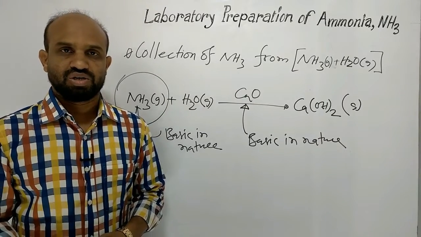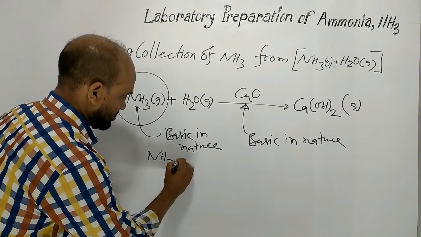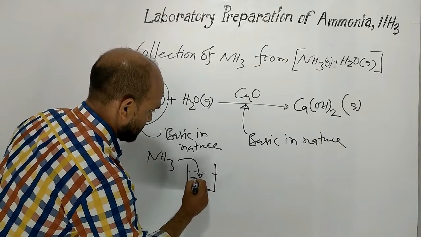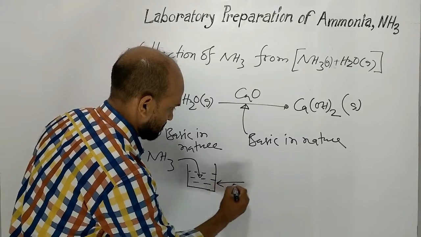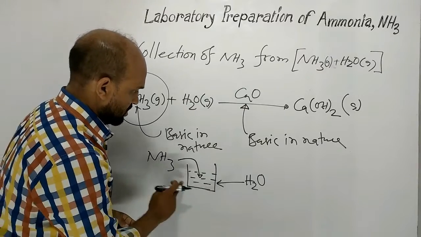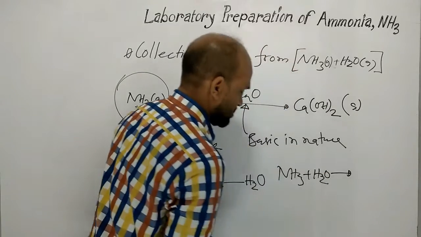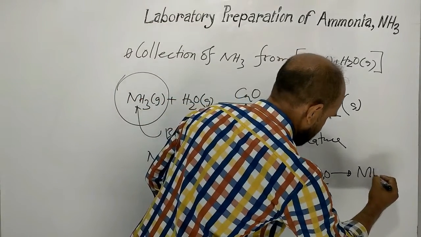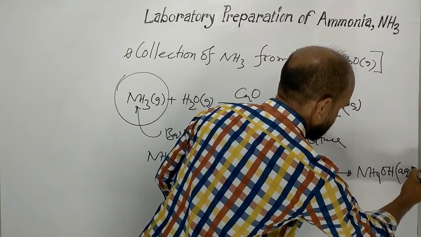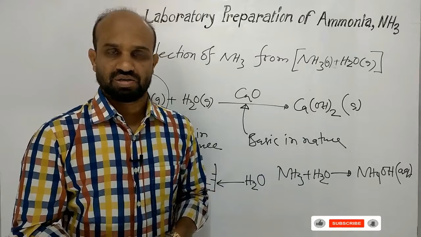After this separation of ammonia, this ammonia is dissolved in water. Here, ammonia undergoes hydrolysis, and as a result, ammonium hydroxide is formed, aqueous, the key component of glass cleaner.